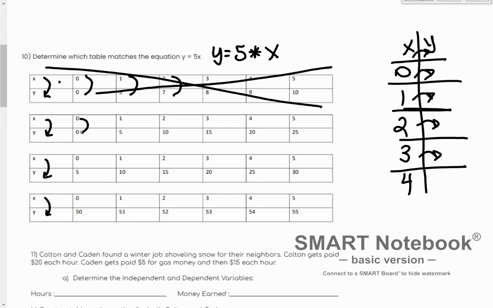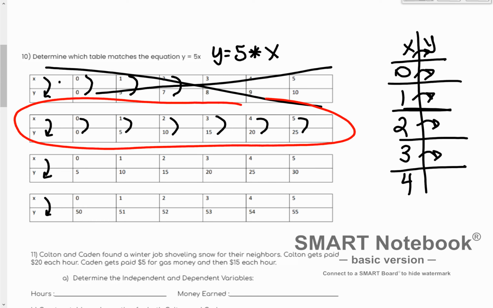0 times 5 is 0. That's good. 1 times 5 is 5. That's good. 2 times 5 is 10. Good. 3 times 5 is 15. Good. 4 times 5 is 20. Good. 5 times 5 is 25. That's good. So this is an answer option.